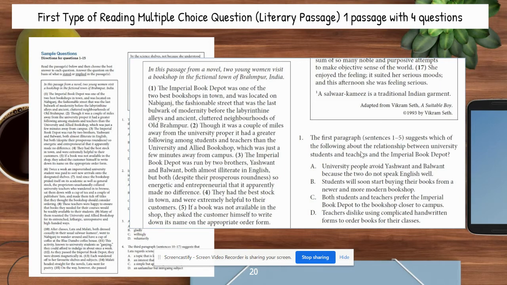The first paragraph suggests which of the following about the relationship between university students and the teachers at the Imperial Book Depot. So you could probably do that. I mean, if you wanted to freeze the video and try this question, you could. But I'm not so much interested in going through specific strategies as in showing you what the kids are going to encounter. There will be deep dive videos that you can watch if you want more of that. So this would be the question that they would answer based on the passage, and they're going to get 4 of these. And that's how every CRC section is going to start.